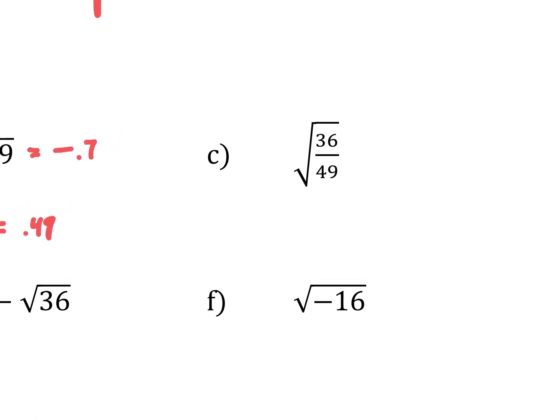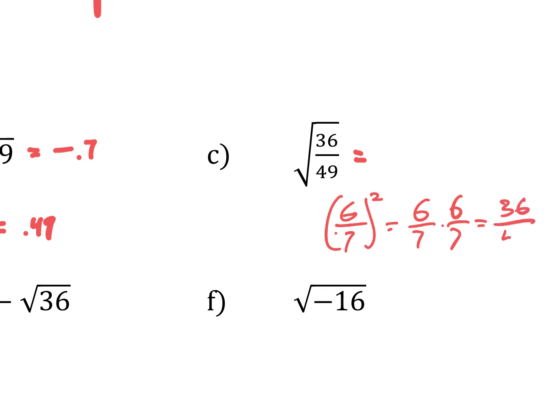What about fractions? Can we square root fractions? Well, sure we can. We can say the square root of 36 is 6, and the square root of 49 is 7. And 6/7 squared means 6/7 times 6/7, which is 6 times 6 is 36, and 7 times 7 is 49. Remember, when we're multiplying fractions, we just multiply straight across. All right, so this is 6/7. That's our answer there. So we can square root fractions.